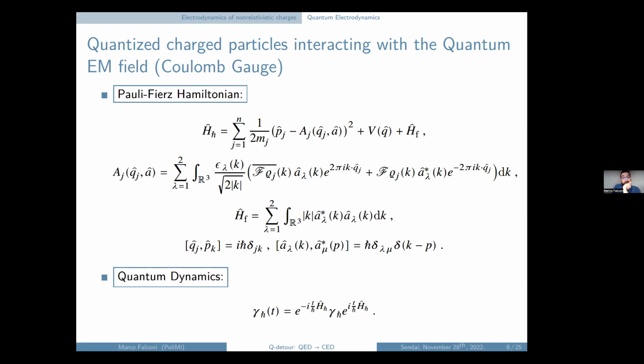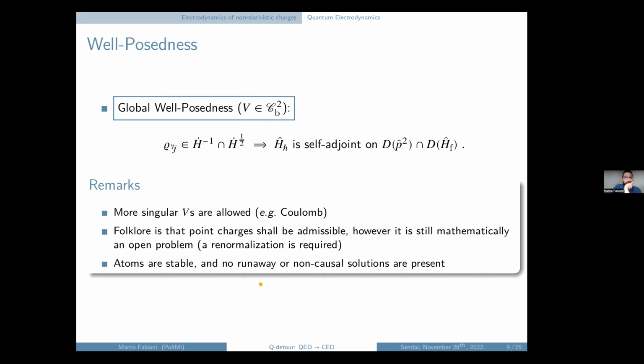Okay, so we have a well-posedness result also for the Pauli-Fierz Hamiltonian. The first result for arbitrary charges was given by Fumio Hiroshima in 2000, if I recall correctly. But there are then several other results on the self-adjointness of this operator or related operators with some increased difficulty. So we have global well-posedness.